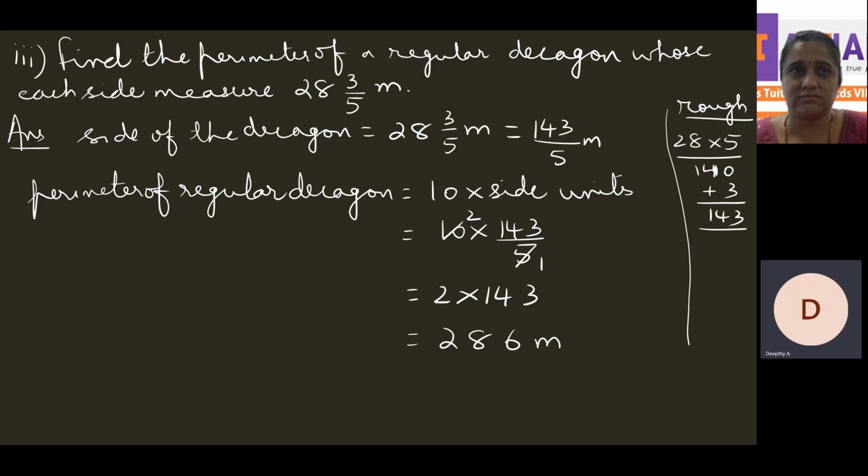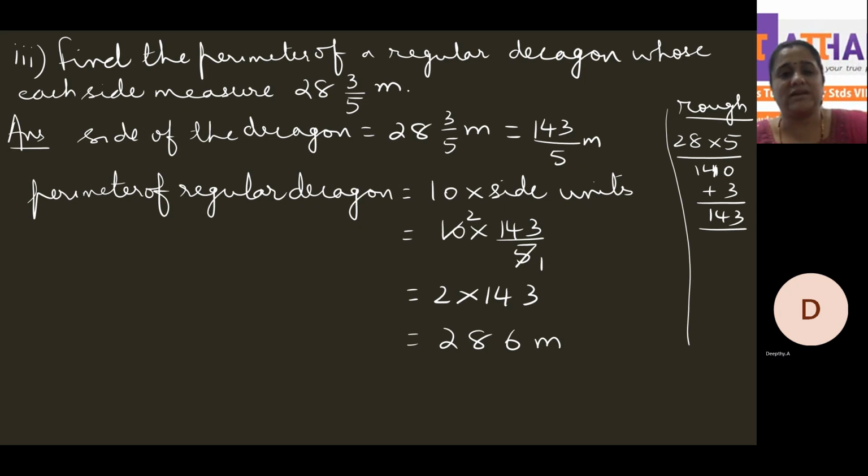Ma'am, in the question, it says find the perimeter of a regular decagon whose each side measures 28 3 by 5. Ma'am, it doesn't say how many sides there are. Like after we get this into an improper fraction, don't we have to multiply it by how many sides there are? Yeah, we have done that, right? Because that is only the side. The side of the decagon is 143 by 5. So the perimeter, a decagon has 10 sides. So that's why we multiply 10 into side. The perimeter is 10 into side.